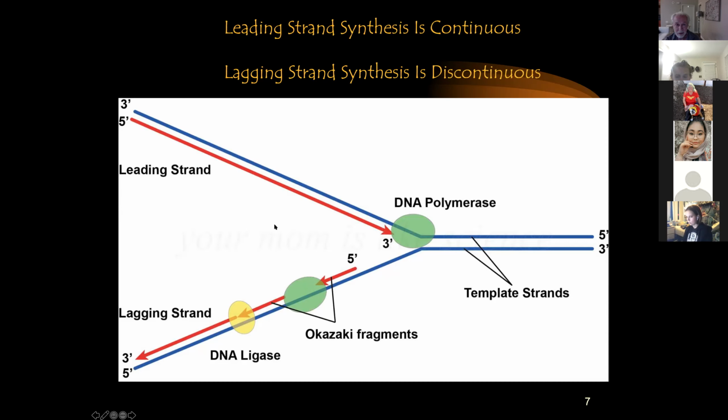Leading strand is continuous, the lagging strand is discontinuous. And it's because of this requirement of a DNA polymerase to always go from 3' to 5'. If it could go the opposite direction, then you could be continuous on both strands. But because DNA polymerase can only go one way, it has to actually go backward on one of the strands.